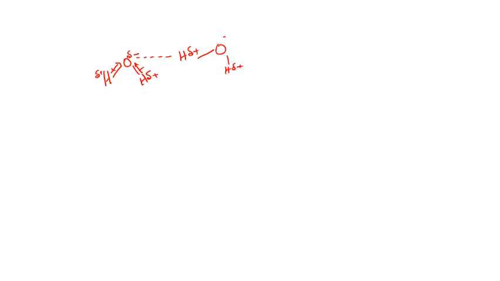Positive and negative attract. You can see this hydrogen is sandwiched between two oxygens here. And we can draw more molecules. This hydrogen can go with oxygen. So we can continue drawing the hydrogen bond among water molecules.